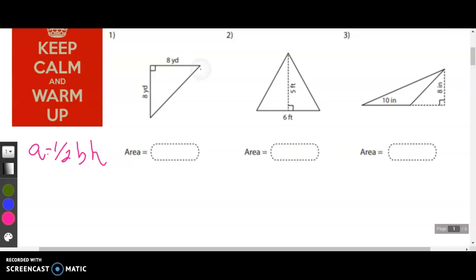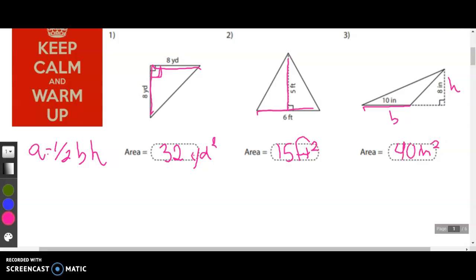So here we have a base of 8 and a height of 8 because it's a right triangle. So half of 8 is 4. 4 times 8 is 32. And area is always units squared. Here we have a base of 6 and a height of 5. Half of 6 is 3. 3 times 5 is 15. 15 feet squared. And here we have a base of 10 and a height of 8. So this is going to get to be 40 inches squared.